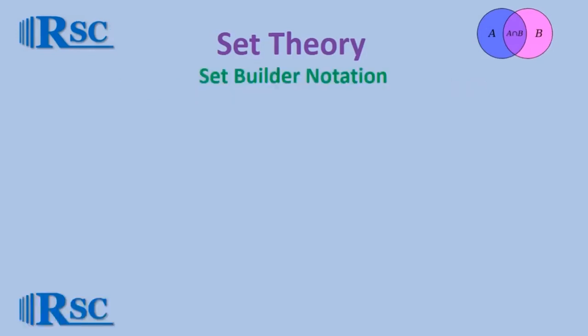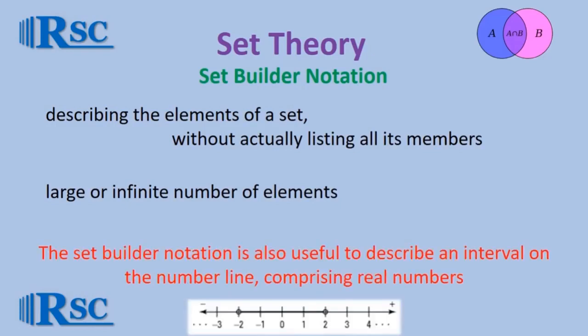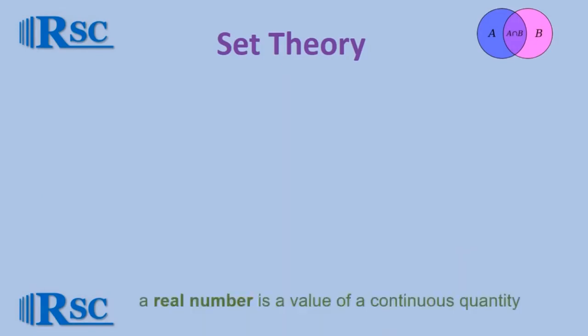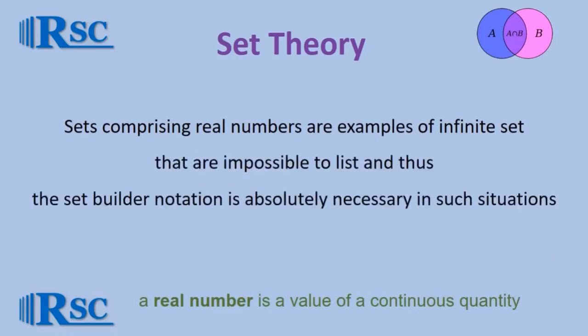Now let's look at set builder notation. Set builder notation is a simple and convenient way of describing the elements of a set without actually listing out all of its members. This is especially useful for a set that has a large or infinite number of elements. Set builder notation is also useful to describe an interval on the number line comprising real numbers. Sets comprising real numbers are examples of infinite sets that are impossible to list, and thus set builder notation is absolutely necessary in such situations.